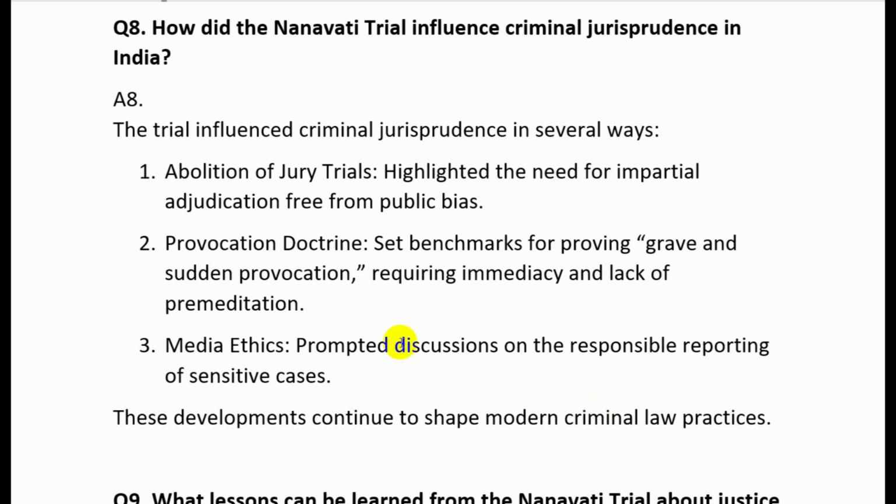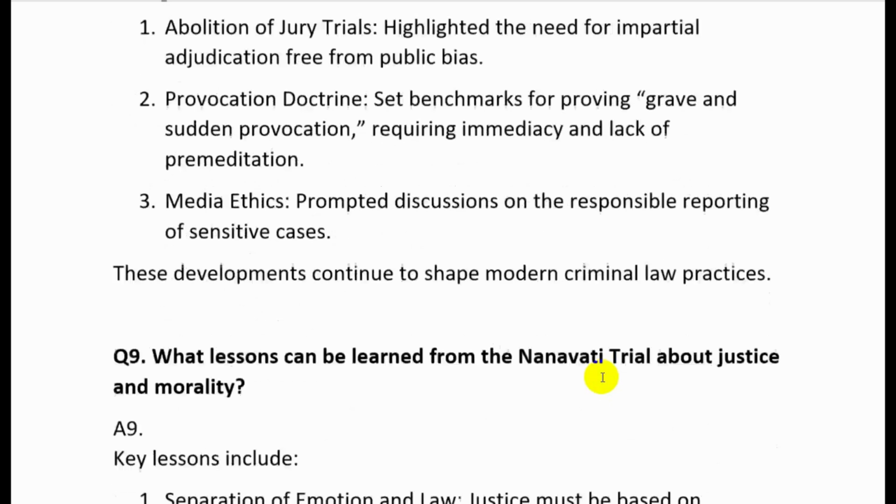Media ethics. It prompted discussions on the responsible reporting of sensitive cases. These developments continue to shape modern criminal law practices. That is why this is considered as a landmark, one of the landmark cases.